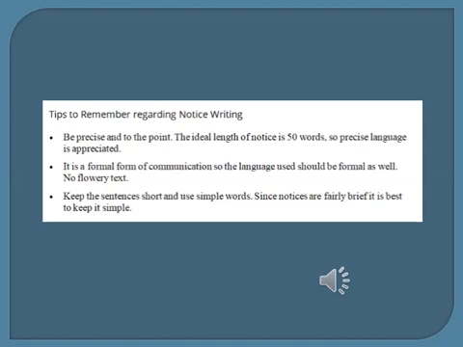No flowery text is expected in the case of a notice. What you want to convey is information. What you want to convey is some important matter. So therefore there is no need of flowery text. There is no scope for your creativity there. Keep the sentences short and use simple words. Since notices are fairly brief, it is best to keep it simple.